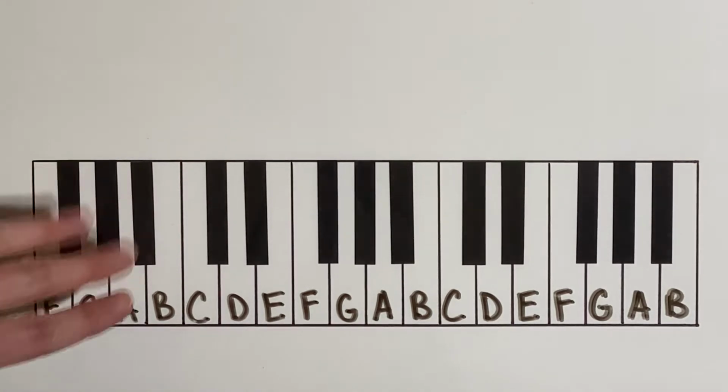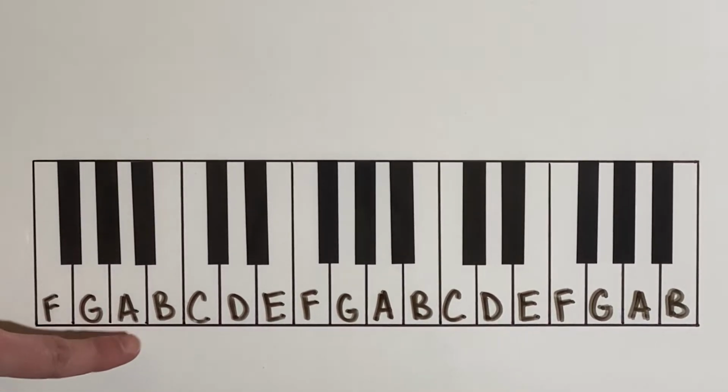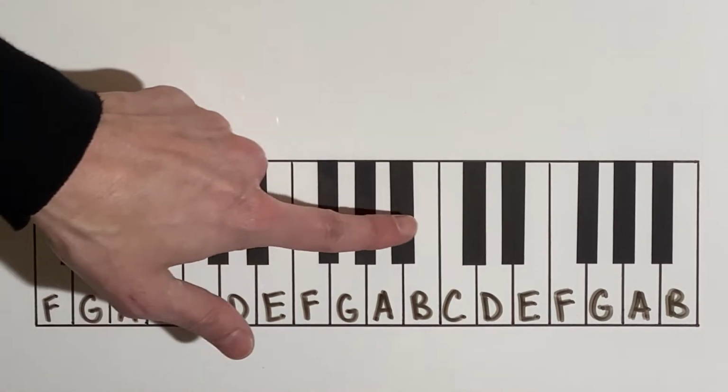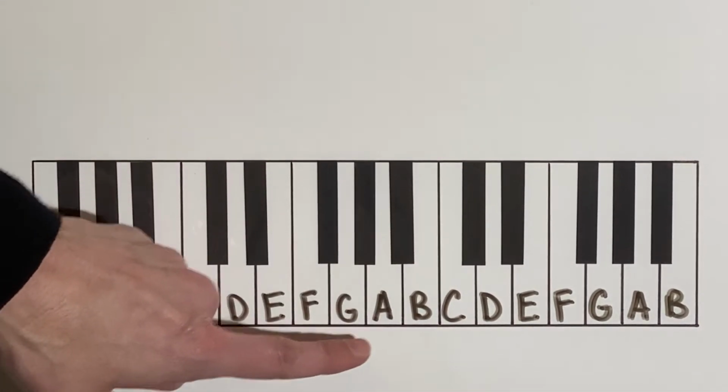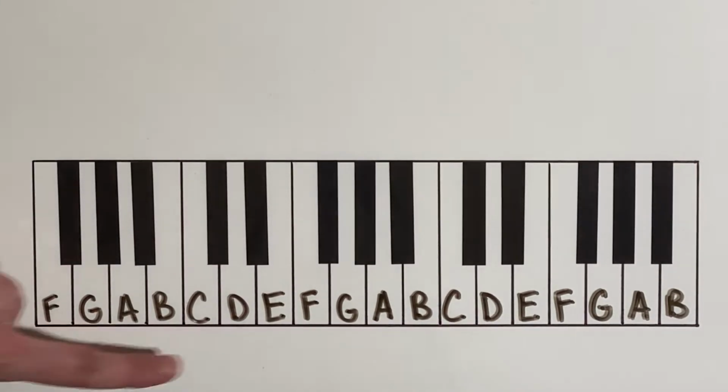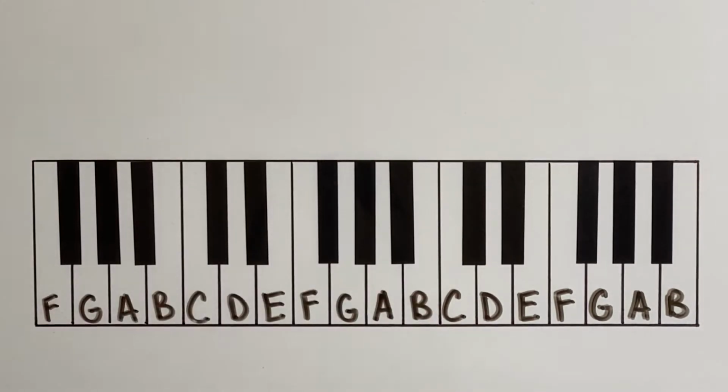By the 3 black keys are F, G, A, B. And once again, by the 3 black keys are F, G, A, B. I think you see the pattern. We're going to have F, G, A, B by all of our groups of 3 black keys. Go to your piano and find that and play that. And then come back and join me, and we are going to learn all the lines and the spaces on our grand staff.